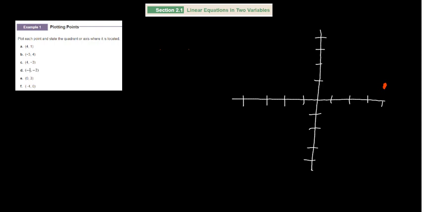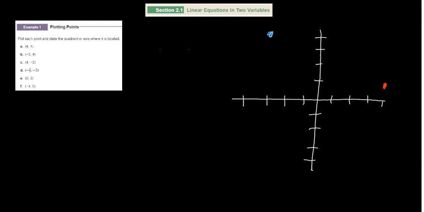B is negative 3, 4. So similar process. The negative 3 means I'm going to go left on the horizontal axis, 1, 2, 3 points. And then I'm going to be going up 4 units, because it's a positive 4, so we're going up 4 units to right here. Boom, there we are at negative 3, positive 4. So let's put it right here.